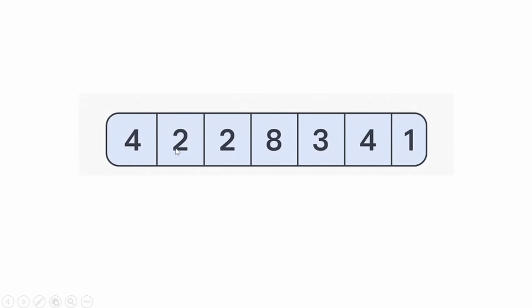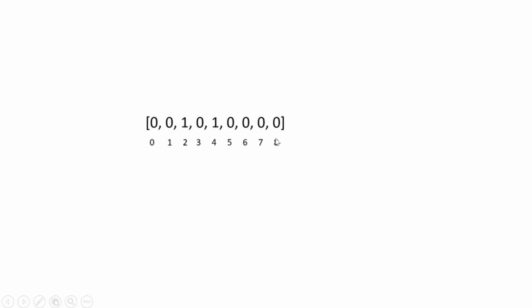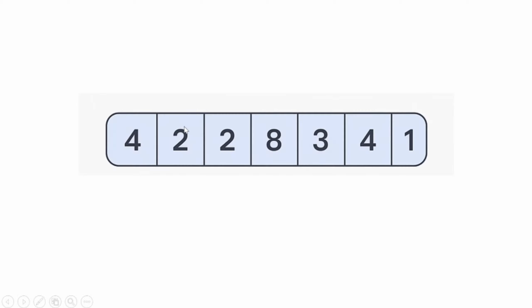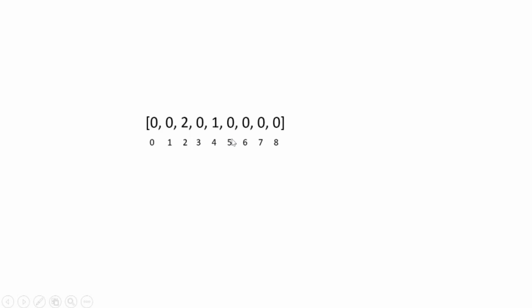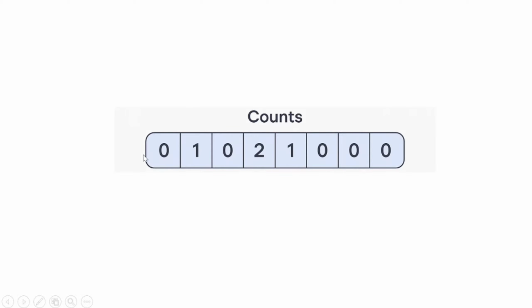Next 2. And then the second index will be 1. Again 2. What we will be doing is increasing the second index value to 2. So now literally what we are doing is considering the index values as the main values and we are filling the count array with the frequency of that value. Finally we got this array as counter.